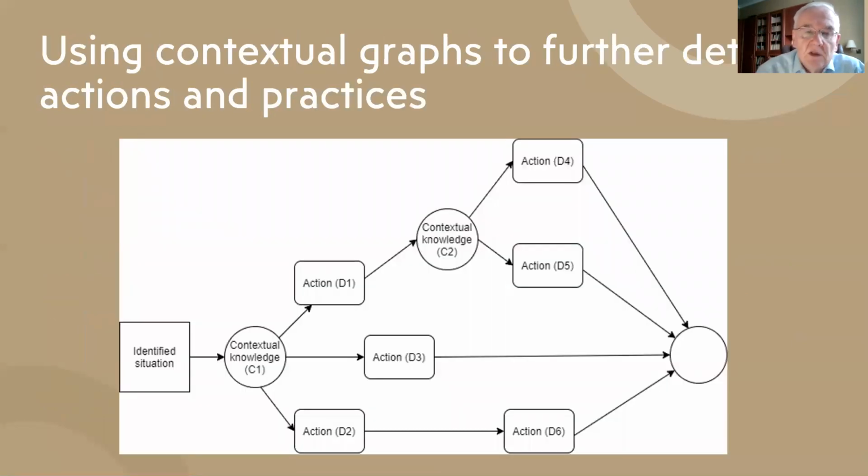At this stage, we can use contextual graphs to further detail actions and practices. If the situation is identified, we can have several different courses of action depending on specific parameters of this situation. So we can represent those courses of action as contextual graphs having vertices of contextual knowledge and actions.